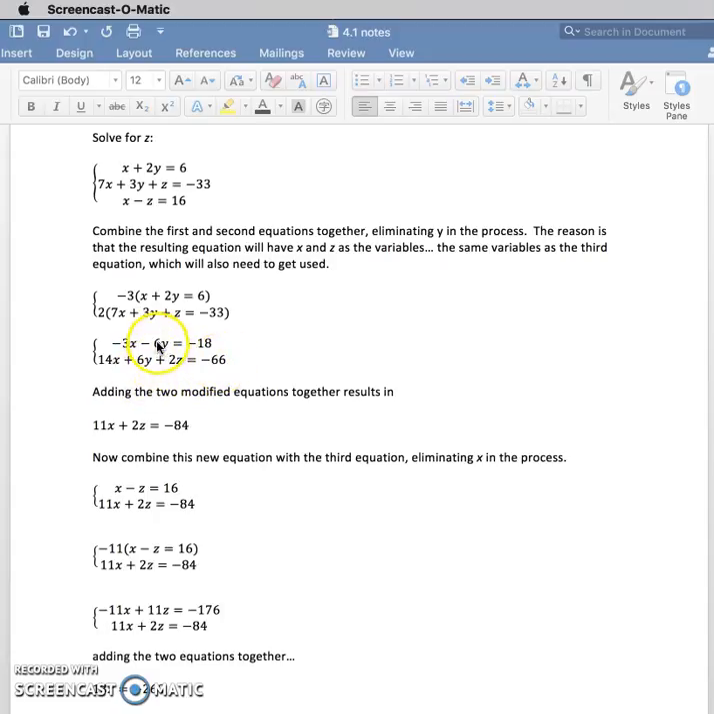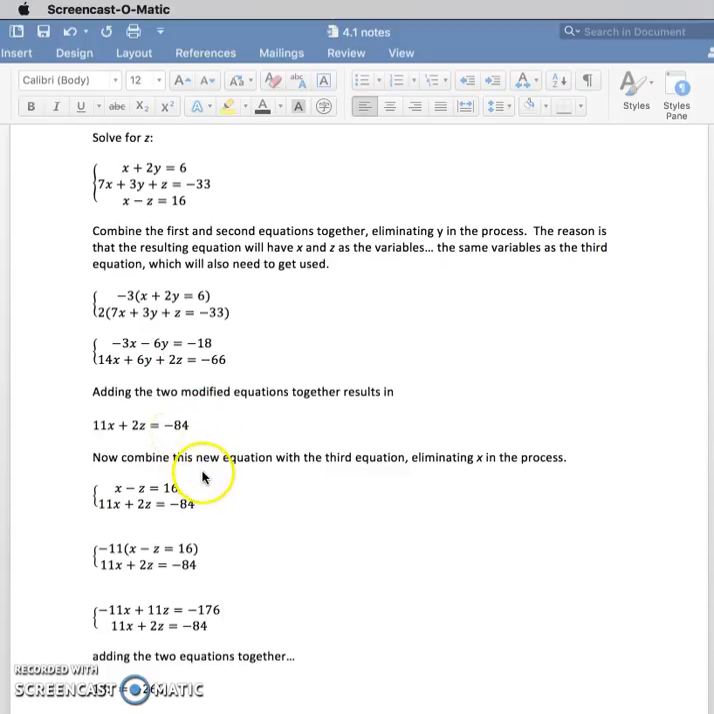Now that we have our additive inverses, we can add the two equations together. -3x plus 14x is 11x. The y term drops, that's what we wanted to happen. I still have this 2z here. As for the constants, -18 plus -66 is -84.